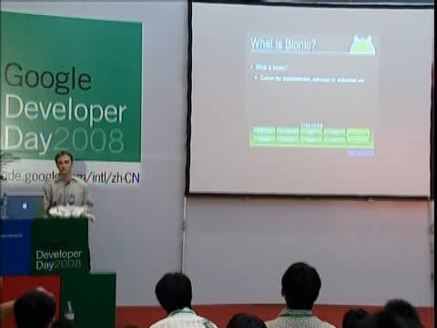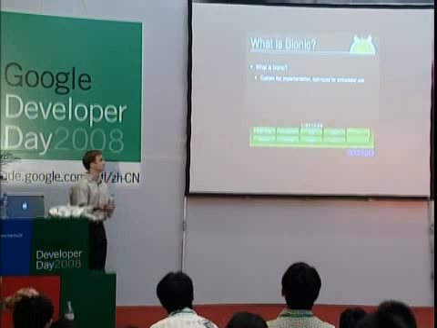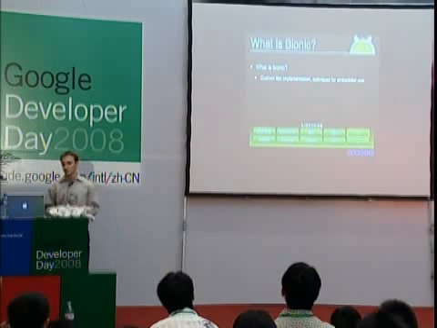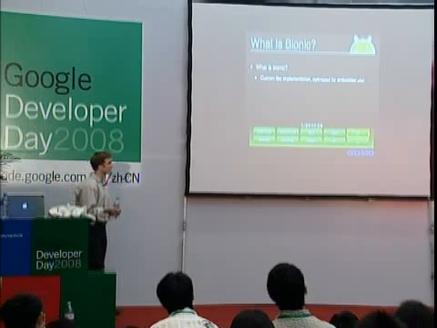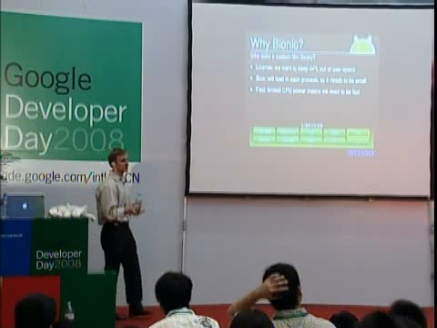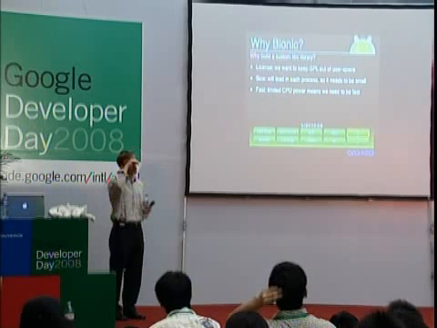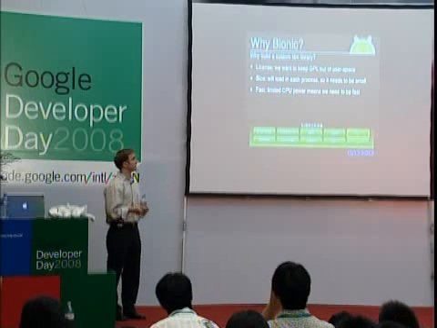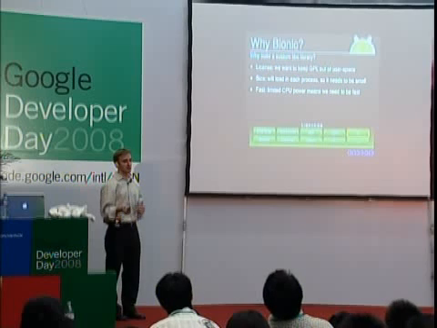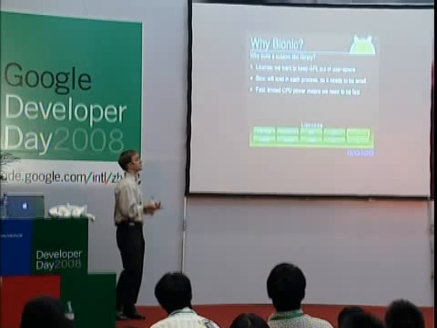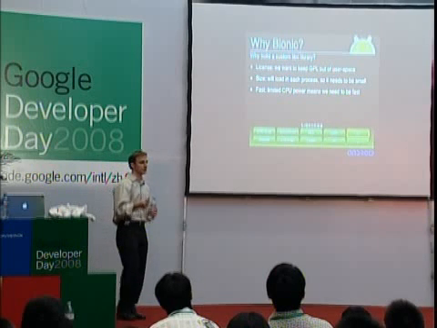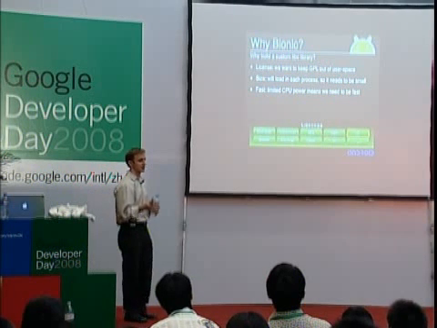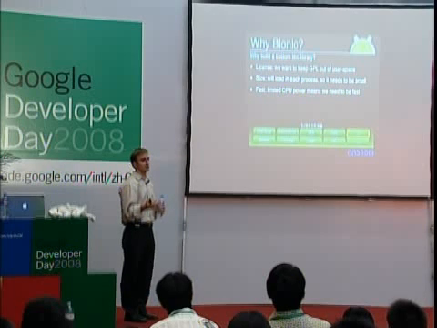So what is Bionic? Bionic libc is a custom libc implementation that's optimized for embedded use. Why did we do a custom version? There's glibc out there today that we could have used. We decided to go with a custom implementation for 3 main reasons. Number 1, open source licensing. It was very important to us to keep an open licensing model that was free from GPL in user space.